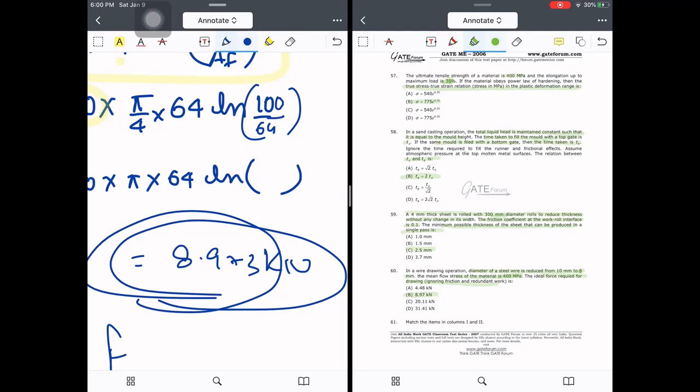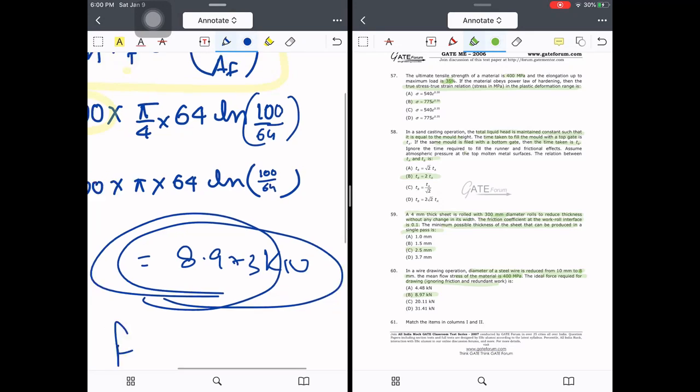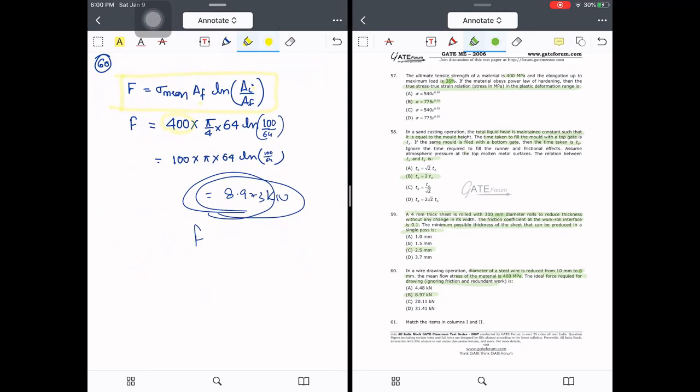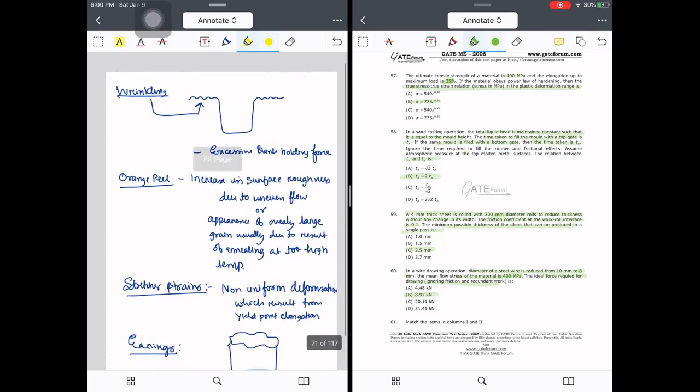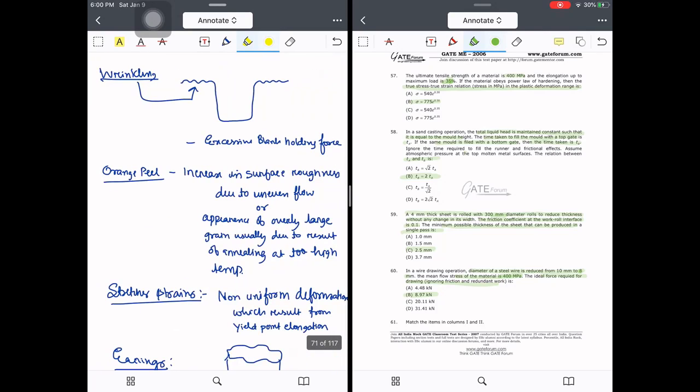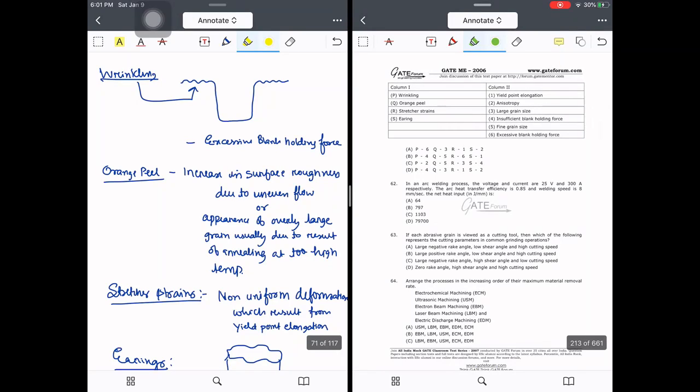Yes, it is 8.973 kilonewton. Actually, I forgot to take the square, but pi by 4 d initial square by pi by 4 d final square, I will be left with 100 by 64 only. So I keep it 100 divided by 64. If I solve it, I will be getting 8.973 kilonewton. So this will be the answer.